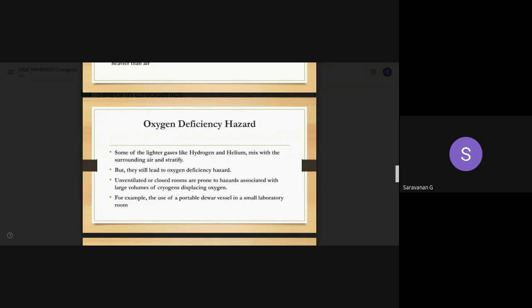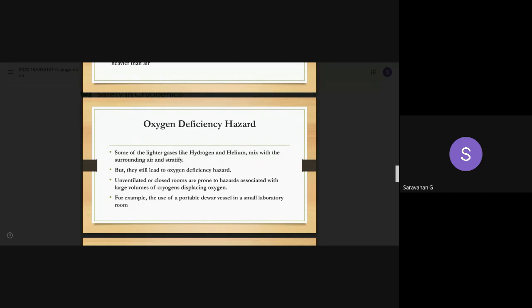As I mentioned earlier, we want to provide ventilation or openings in closed rooms, when the room is unventilated, or the container is a closed or tight container, or the rooms are very closed rooms. This causes defects, as a large volume of oxygen is displaced. So that causes some hazards to the systems.